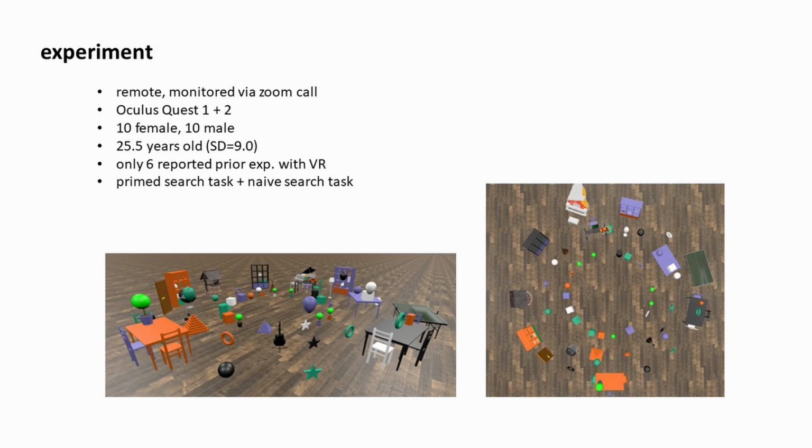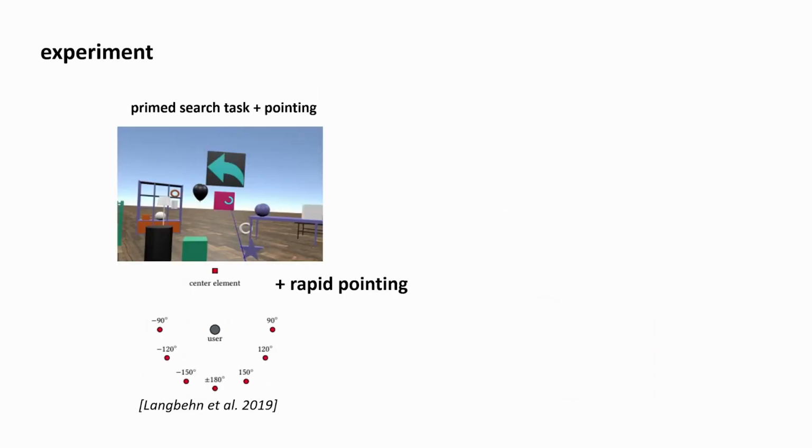In the experiment, the participants had to perform a primed and a naive rotational search task. Both tasks were conducted in a semi-randomly generated virtual environment like the ones depicted below. For the primed search task, we used and slightly adapted a design created by Langbehn et al. Here, the participants repeatedly had to find a target cube behind them, and at the start, an arrow showed them the direction they had to search in.